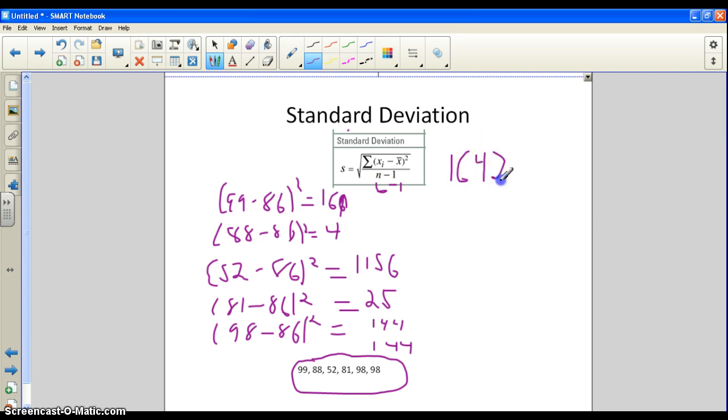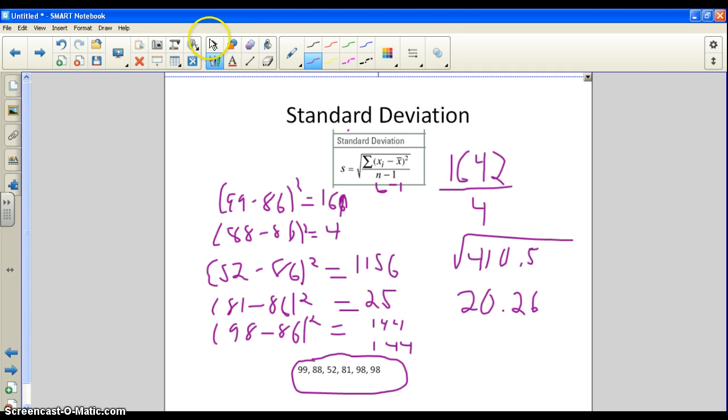1642. And I'm going to divide it by n, the number of numbers, minus 1. We have 6 numbers minus 1, so we're going to divide it by 4. And we get 410.5. And then what the formula says to do is square root it. So I'm going to square root, and we get 20.26.